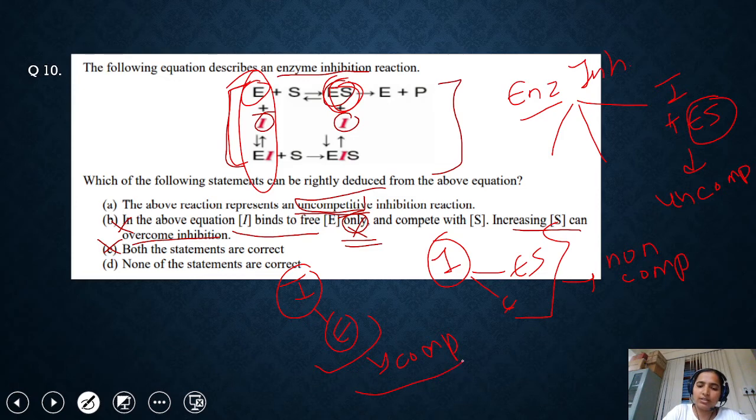So it is clear, these three types of enzyme inhibition we have to study. This figure is showing which type of inhibition? That is non-competitive. So from this statement, A also becomes wrong. So the answer to this question is D.